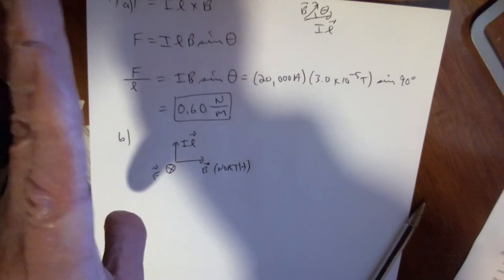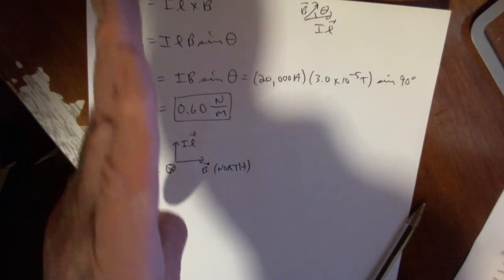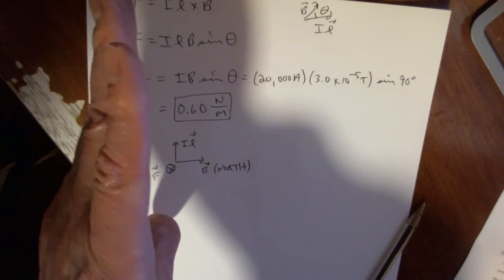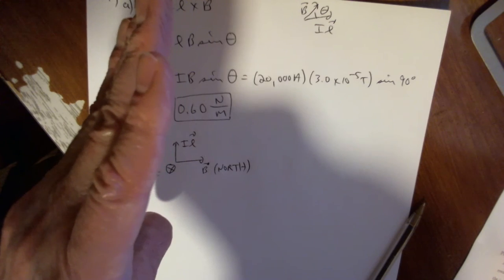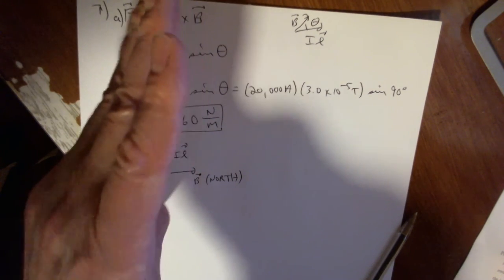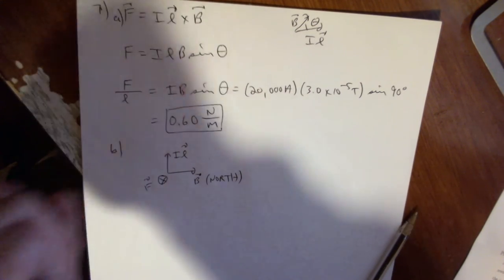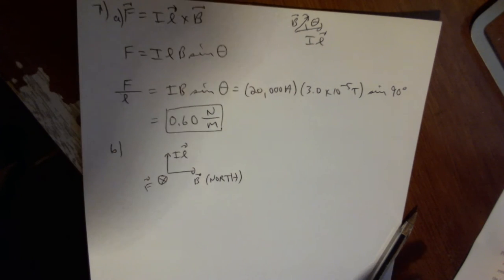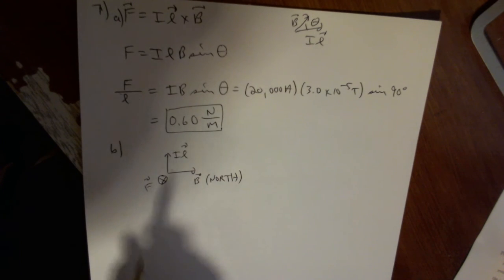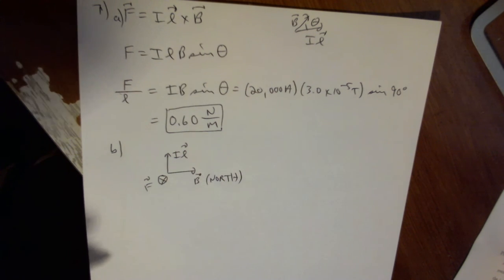My thumb should be down into the page. I put my fingers along IL, the first vector in IL cross B, and I can easily slap B, the second vector. And so the cross product, which is the force, points in the direction of my thumb, which is into the page when I can perform the slapping motion easily. Okay, so the force is into the page if north is to the right of the page and up is to the top of the page.